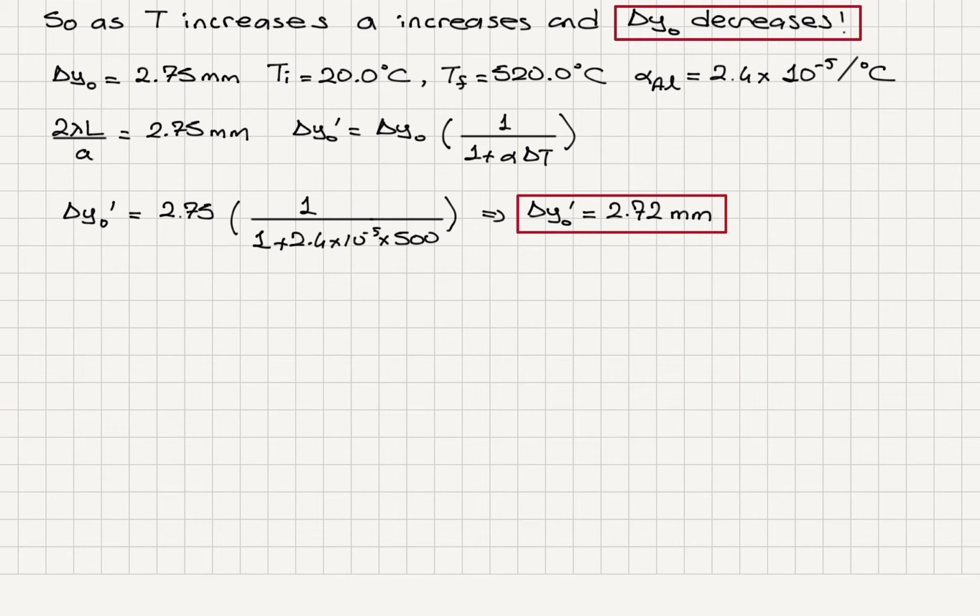We can plug in the numbers. If we look up the known value of the linear coefficient of expansion for aluminum, and we already know the initial and final temperatures and delta y0, we can see that the new delta y0 value is the original value times 1 over 1 plus alpha delta T, which gives us 2.72 millimeters instead of the original 2.75 millimeters.